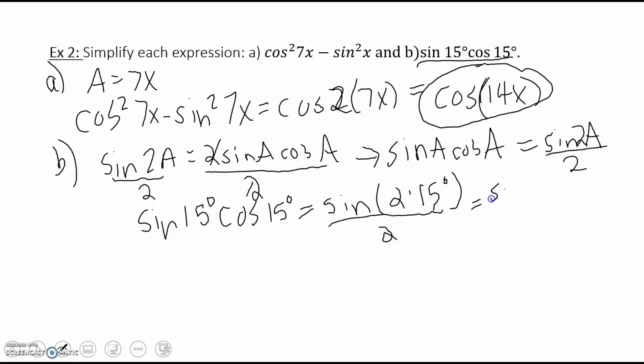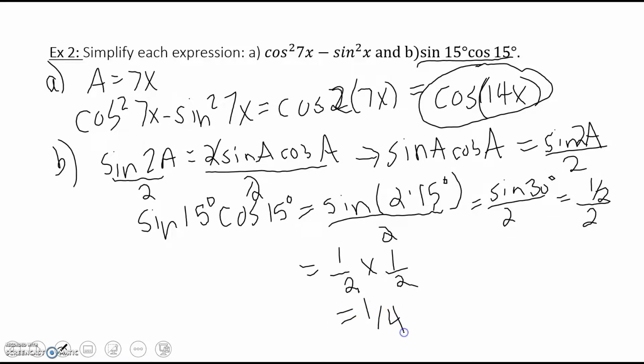Well, that's equal to sine of 30 degrees all over 2. And we know the sine of 30 degrees is 1/2. That's 1/2 over 2. 1/2 over 2 is the same as 1/2 divided by 2. Keep, change, flip: 1/2 times 1/2, because you flip the 2 and it becomes 1/2. And that would equal 1/4. So our second one, sine of 15 degrees times cosine of 15 degrees, would be equal to 1/4.